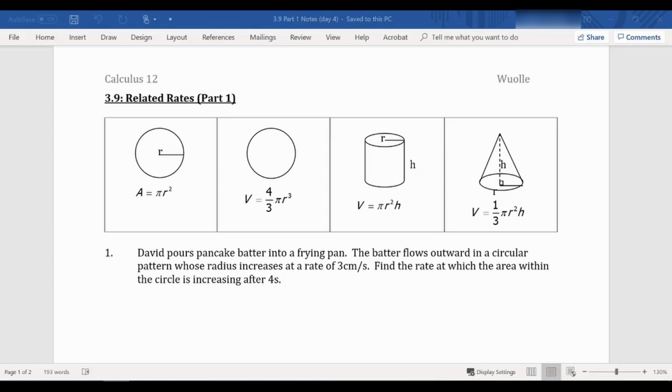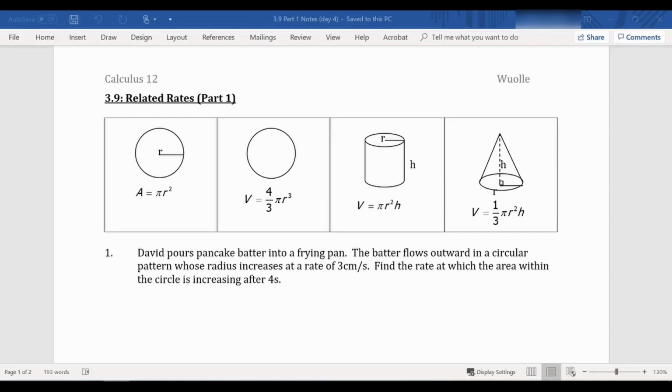So there are some shapes that you're going to need to know the areas, surface areas, or volumes of. But of course, you do not need to memorize those. And during your assignment, you can access those equations, no problem. So basically, what we're looking at when we talk about a related rate is how fast does one thing change in relation to another thing.